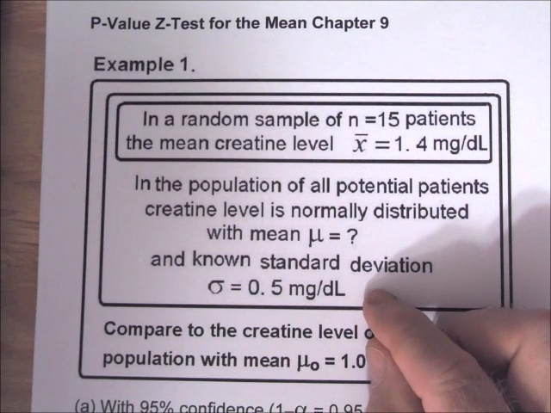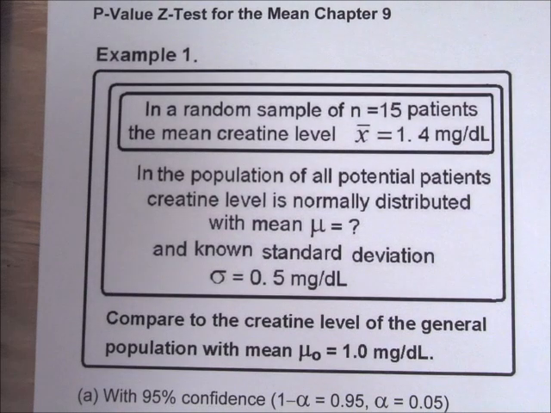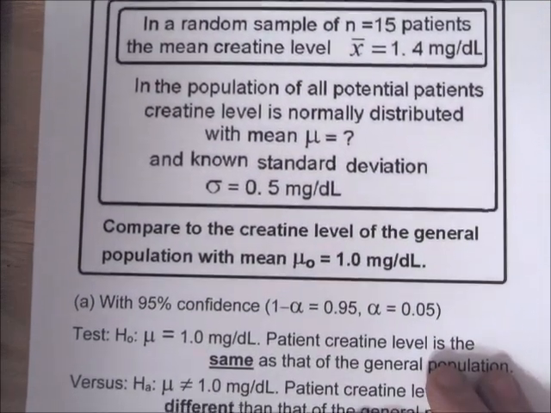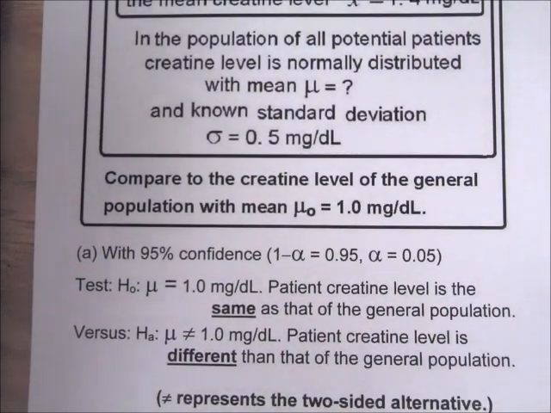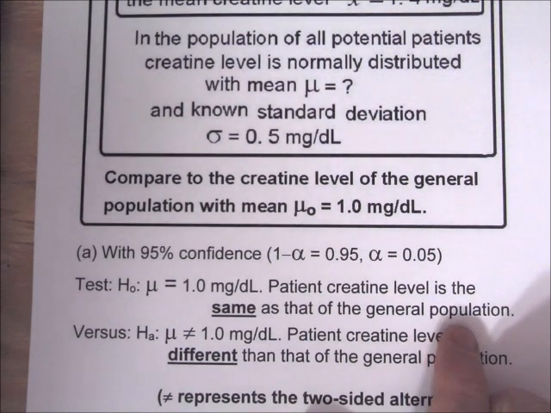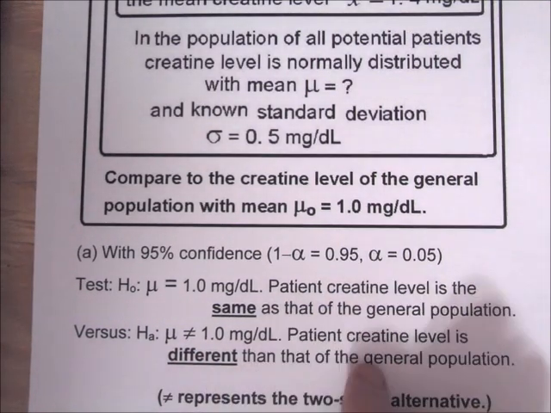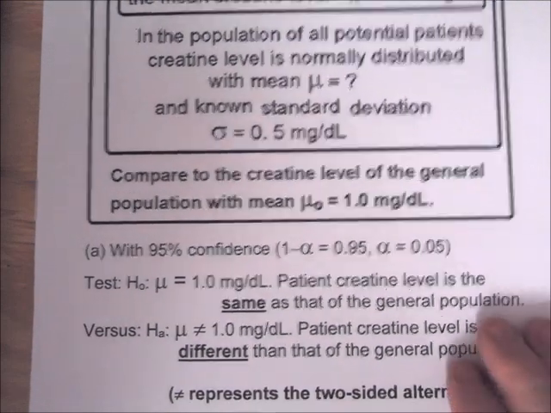milligrams per deciliter. I want to compare this to the creatine level of the general population with mean mu naught equal to 1.0 milligrams per deciliter. And so here are our hypotheses. H naught: mu equals 1.0 milligrams per deciliter, patient creatine level is the same as that of the general population, versus HA: mu not equal to 1.0 milligrams per deciliter, patient creatine level is different from that of the general population.